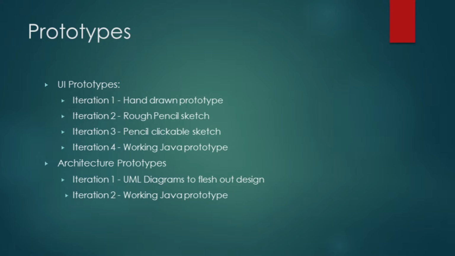For the architecture prototypes, we only had 2. The first was a series of UML diagrams to flesh out the classes and to see how the sequence of events would go. The second and final iteration for the projects was also the Java prototype just demonstrated.